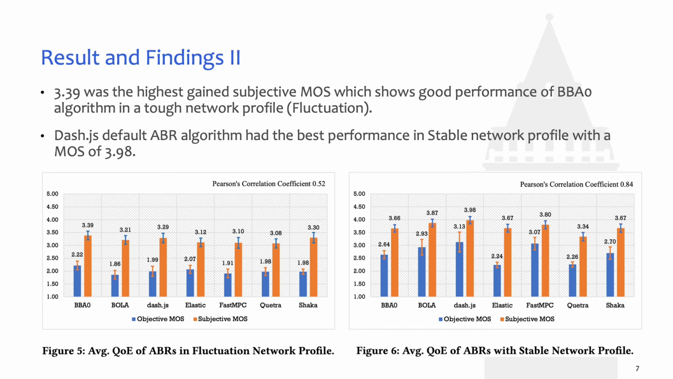In this slide, you can see the results of the evaluations for the other two network profiles, namely fluctuation and stable network profiles. 3.39 was the highest subjective MOS gained, which shows good performance of the BBA0 algorithm in a tough network profile such as fluctuation. And the Dash.js default ABR algorithm has the best performance in a stable network profile with a MOS of 3.98.